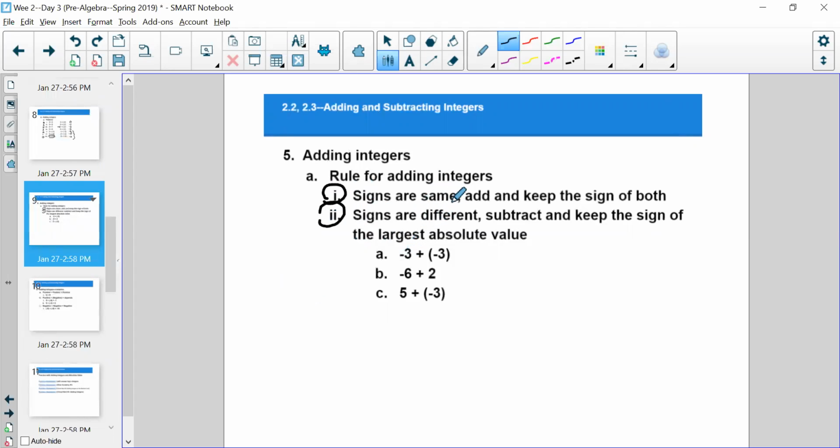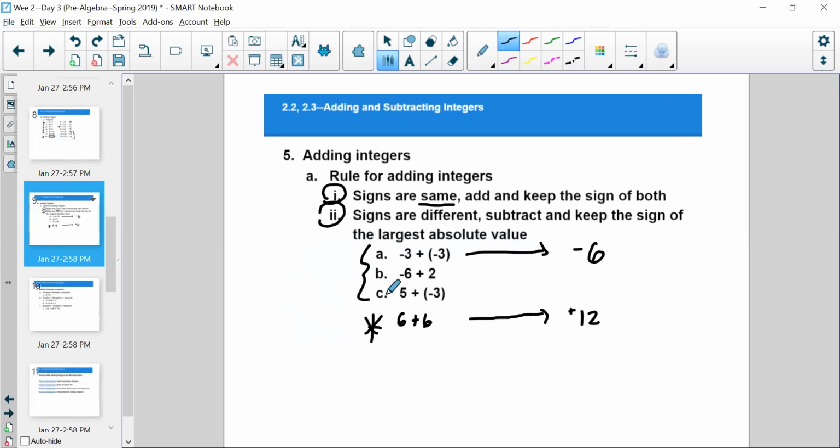So this idea, really 2 ideas to think about, okay? When you're adding, if the signs are the same, then you get to add those numbers together and keep the sign of both. So for this one right here, what's a -3 and a -3? Are the signs the same? Yes. So you would add those together, 3 plus 3, you get 6, and you would keep the sign of both. And of course that works if you had a 6 plus 6, they're both positive. So you'd add those together and keep the sign of both.